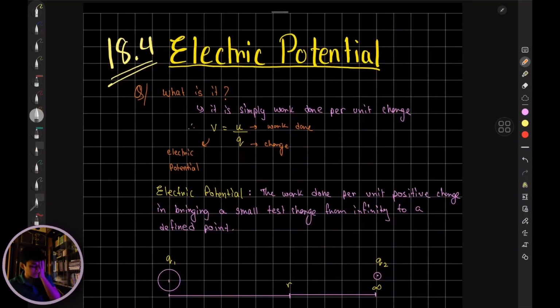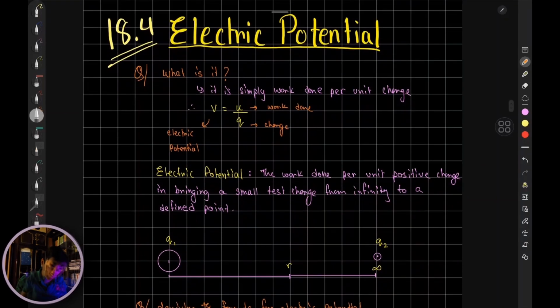Okay, so what is electric potential again? It is simply work done per unit charge. Very simple. You just divide your total work done by the amount of charge on which the work was done. Okay, so mind you, this electric potential can also be described by voltage V, since by formula, voltage is energy per unit charge.